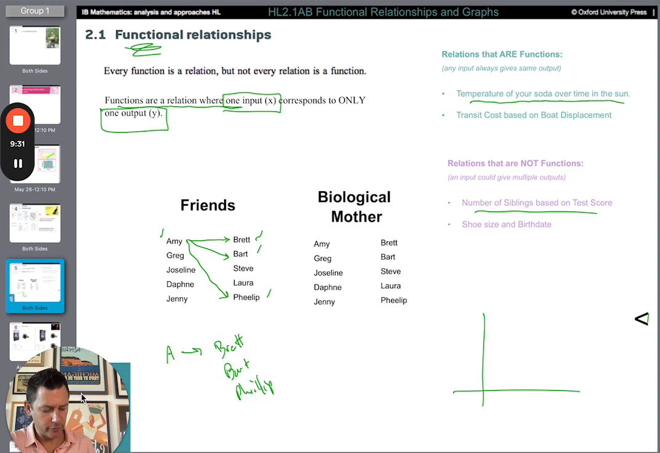So if you ask Amy, sometimes you get out Brett, sometimes you get out Bart, and sometimes you get out Philip. That is a relation. It's a relationship, but it's not a function. It's not functional because when you ask Amy, sometimes she gives you different answers. So this is not a function.